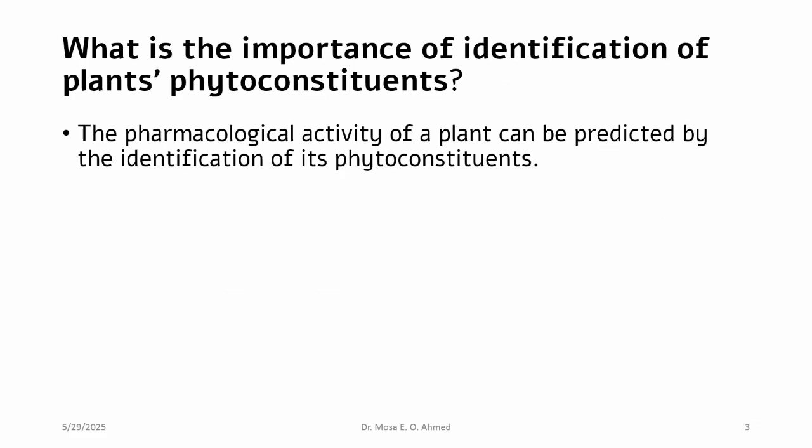Now the very important question is: what is the importance of identification of plant phytoconstituents, or why do we identify the plant secondary metabolites? The answer is that these secondary metabolites are responsible for the pharmaceutical activity of the plant. So the plant's pharmaceutical activity can be predicted by the presence of these secondary metabolites or phytoconstituents.